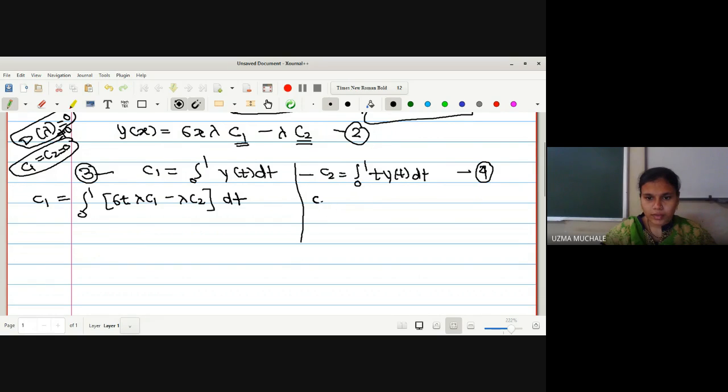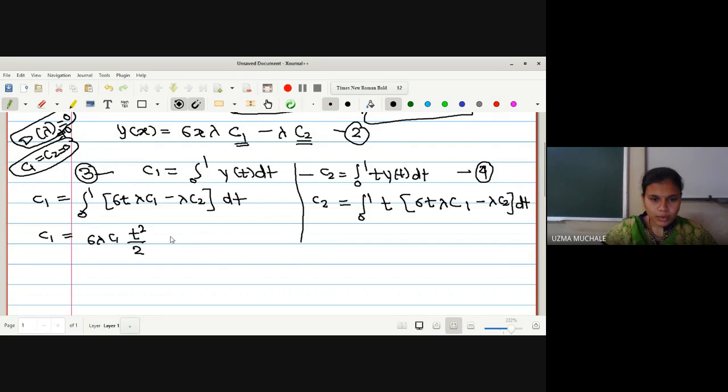Similarly, we can work for C2, which is equal to integration 0 to 1 of t times the value of y of t, which we can write from equation 2. Wherever you have x, you replace it by t and write the value of y of t in this dt. Okay. Now let us try to solve this. This integration is easy to solve, correct? Now what you have to do simply, this 6 lambda C1, all are constants. What will be the value of the integration?